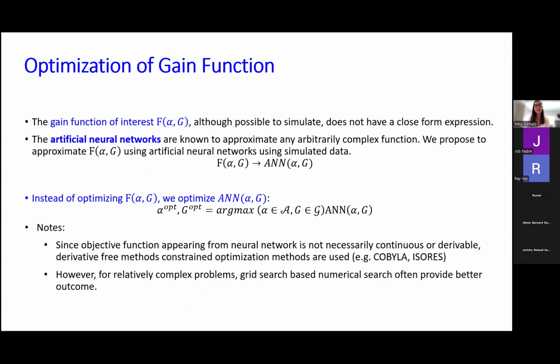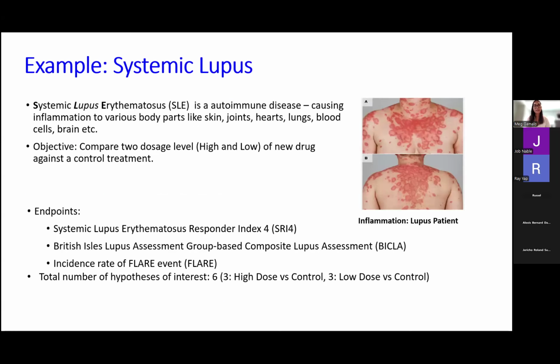So what I'm saying is that F, alpha, and G can be approximated by ANN, alpha and G, and therefore the optimization of the function F is the same as the optimization of the function ANN, the artificial neural network function. And therefore, we can gain what would be the alpha as well as the graph, the transition matrix, or the weights that would propagate from one endpoint to another. Next, please.